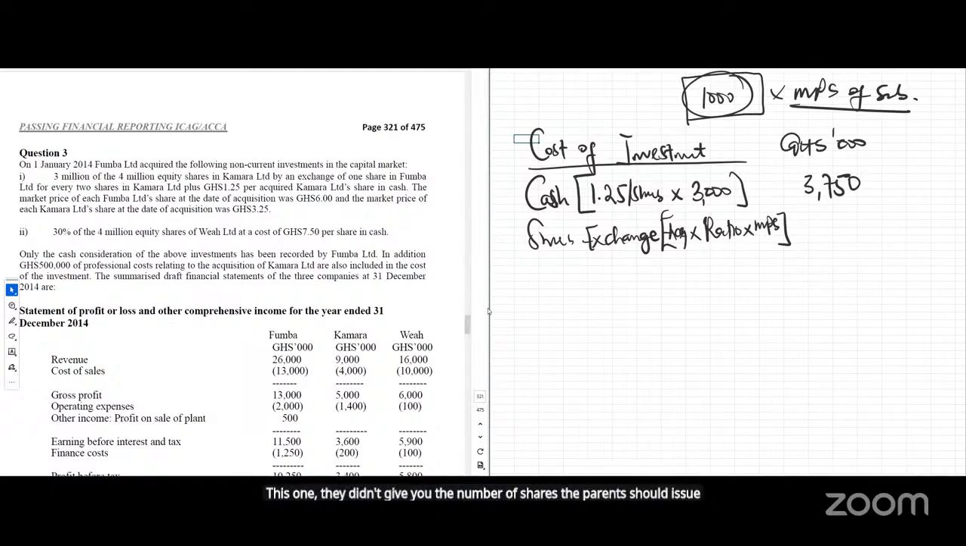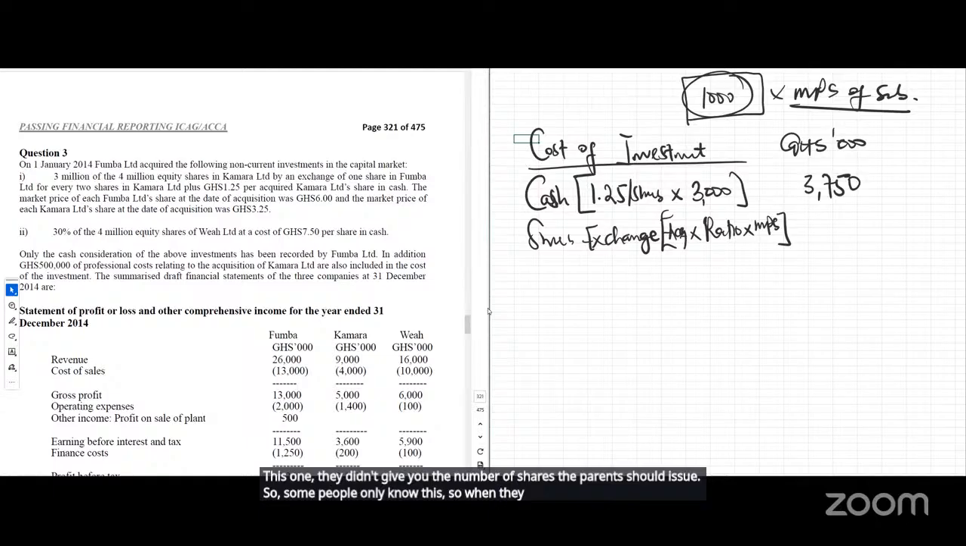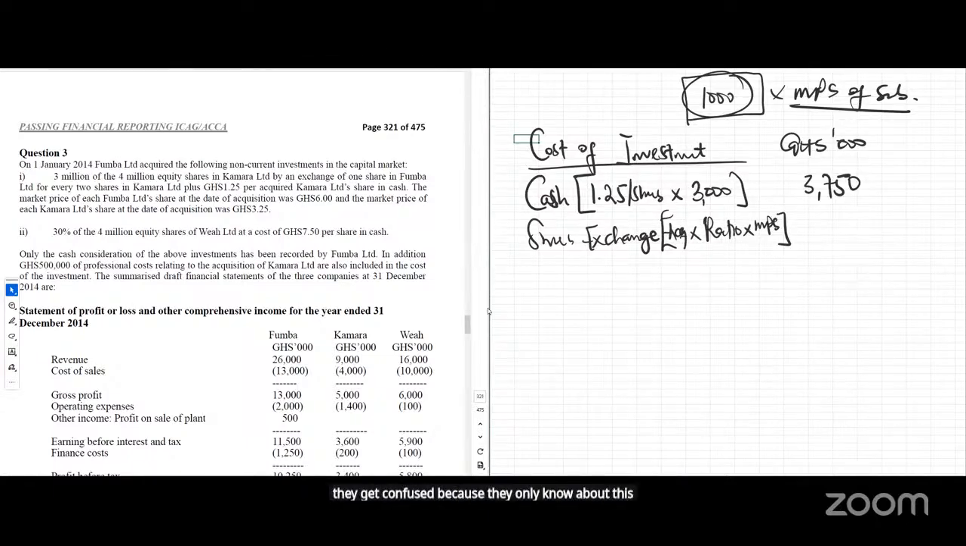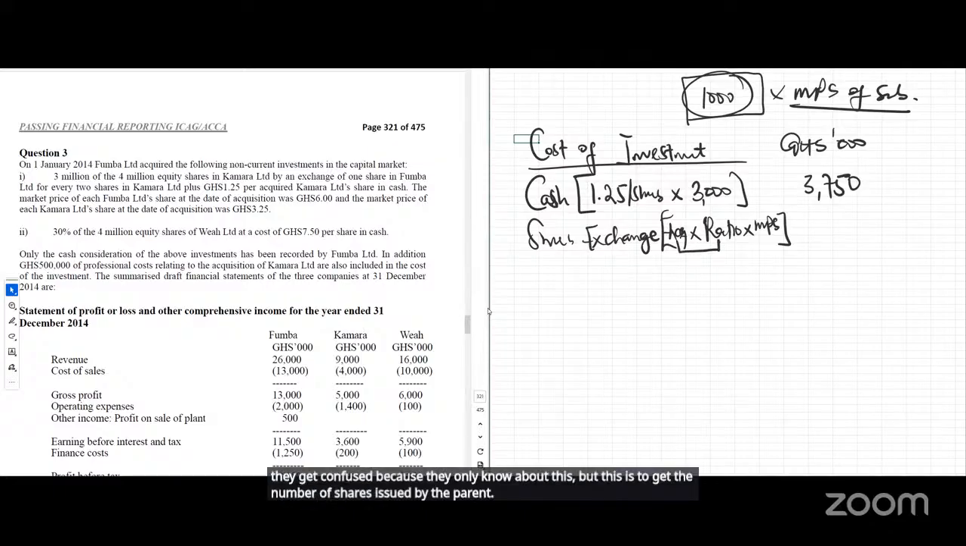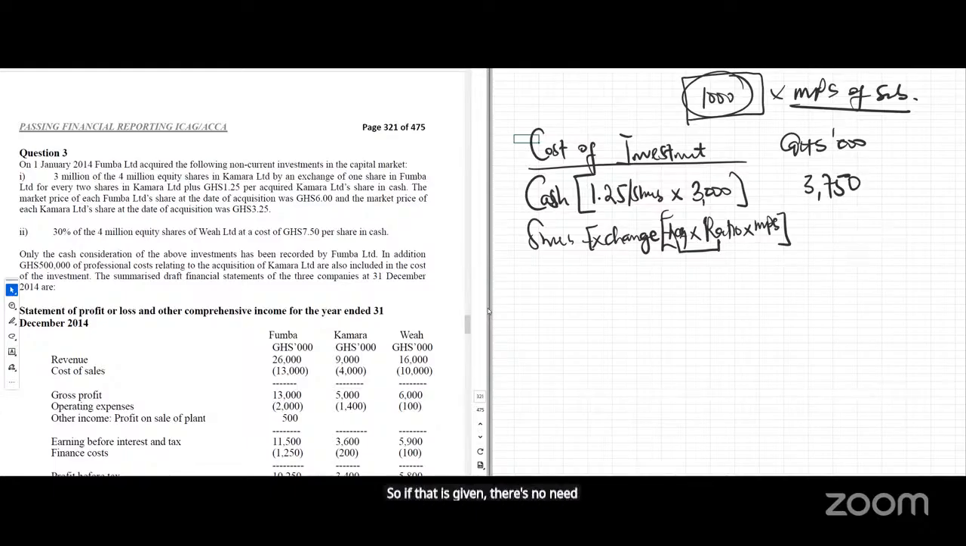So some people only know this, and when they say the number of shares the parent issued, they get confused. But this is to get the number of shares issued by the parent. So if that is given, there's no need to multiply, and they will not give you any share exchange ratio. Just keep that in mind. You just take that and multiply by the market price per share. That's all. Do you get it?